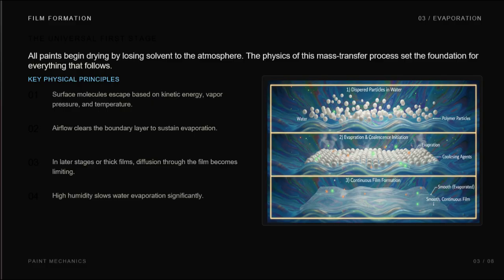High relative humidity dramatically slows water-based paints, because it reduces the thermodynamic driving force for evaporation. Once 50 to 70% of the solvent has left, the surface skin raises the glass transition temperature, making the final stages of drying disproportionately slow.